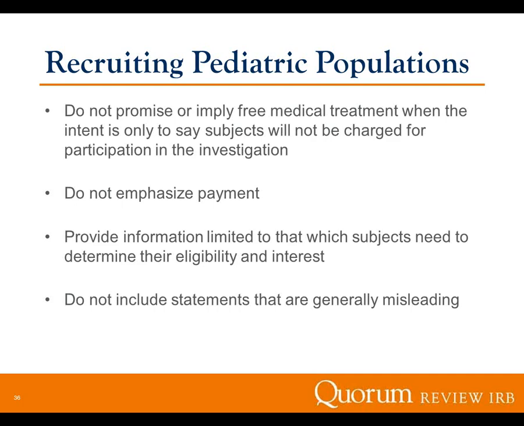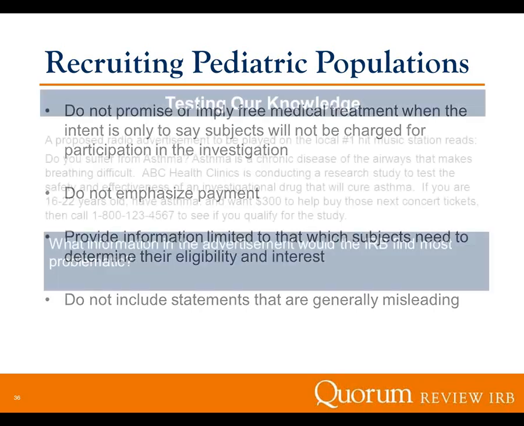Next, one thing that you should do is provide information limited to that which subjects need to determine their eligibility and interest. And finally, do not include statements that are generally misleading. Again, the IRB is going to be thinking about how a child may respond to this advertisement, and it's going to be reviewing the language to make sure that if you were a child reading the advertisement, it would not be misleading about the research actually involved. So again, understand the FDA information sheet, but really think about it from the lens of a child's view.